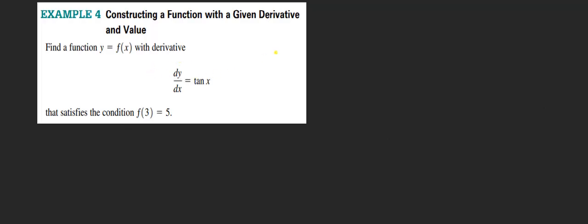Now let's take a look at our last example. It's about constructing a function with a given derivative and value. It says find a function y equals f of x with derivative dy over dx equals tangent x that satisfies the condition f of 3 is 5. This means when x equals 3, the y value has to be 5. So since we know that dy over dx equals tangent x, we probably need to start with f of x equals the integral of tangent t dt.